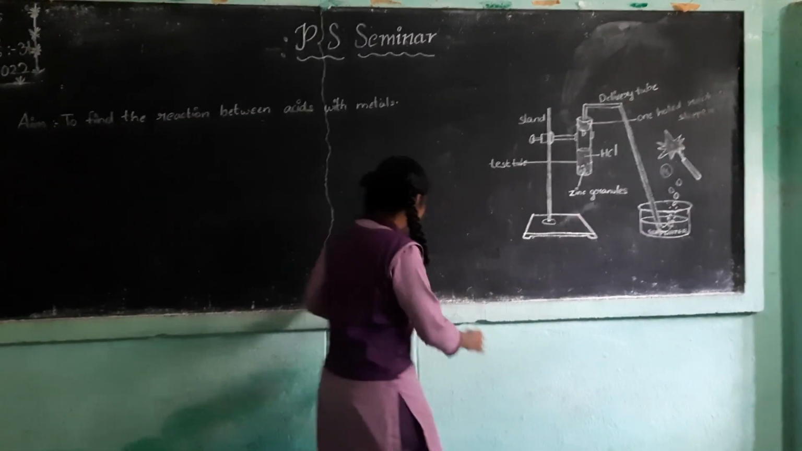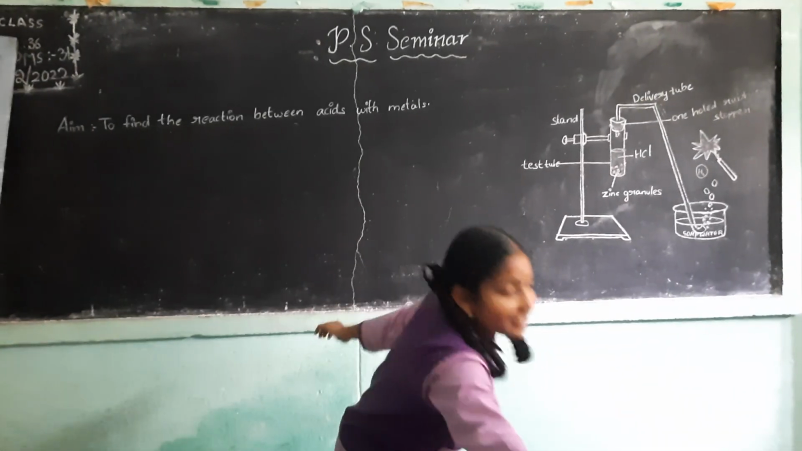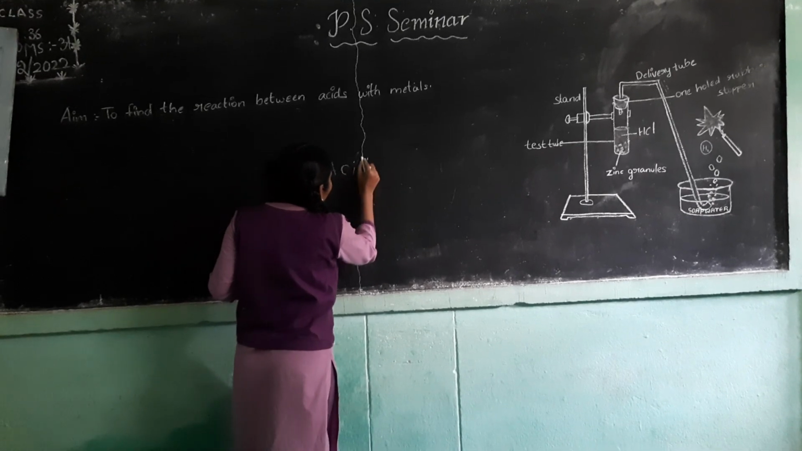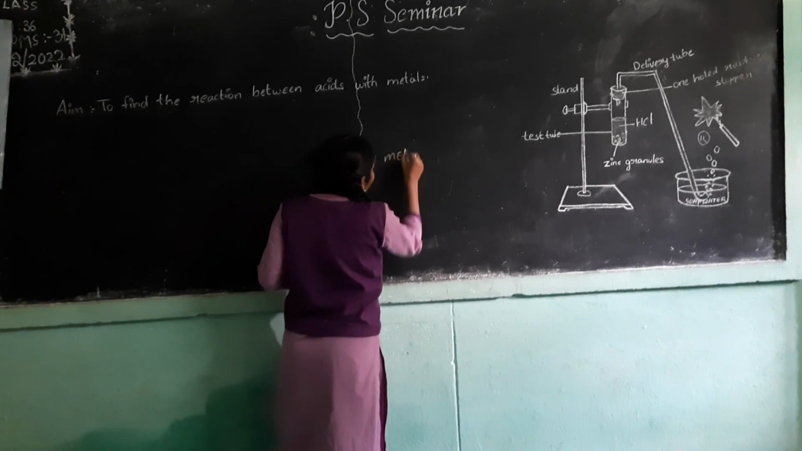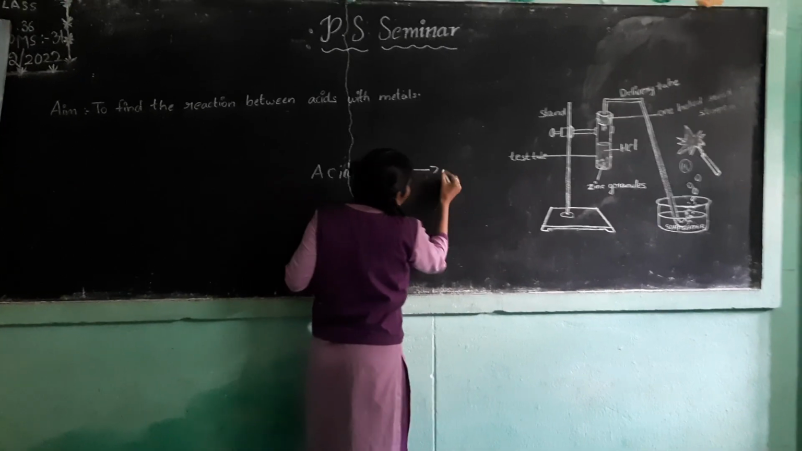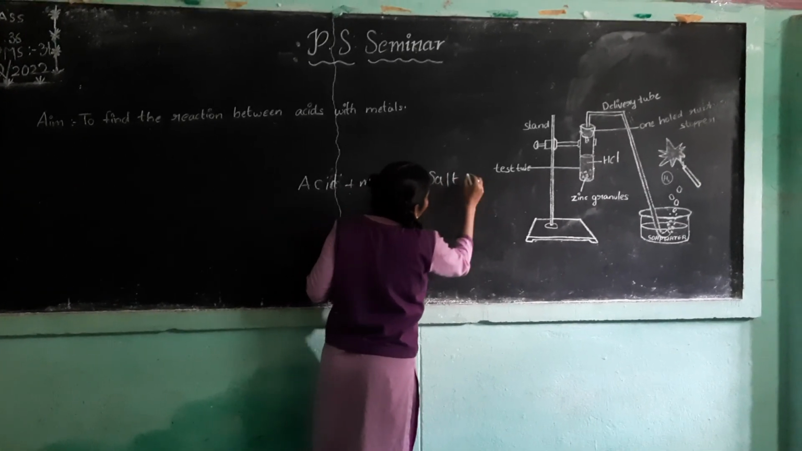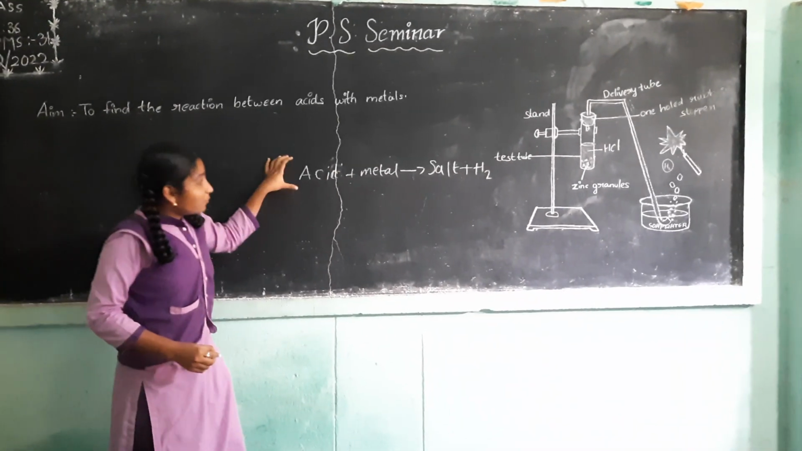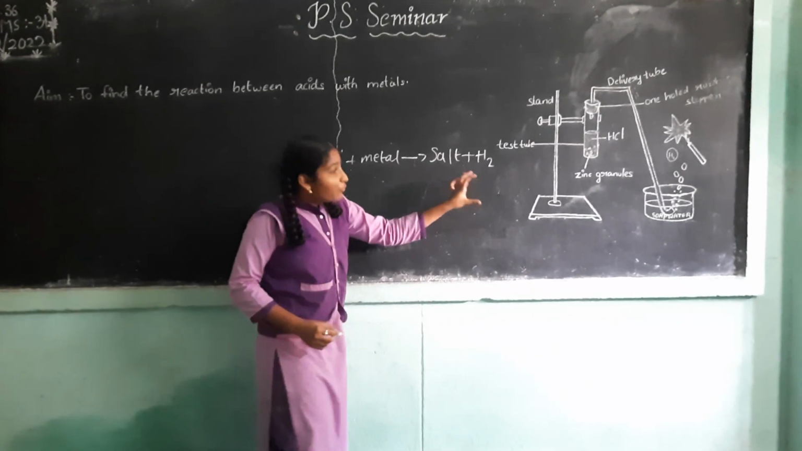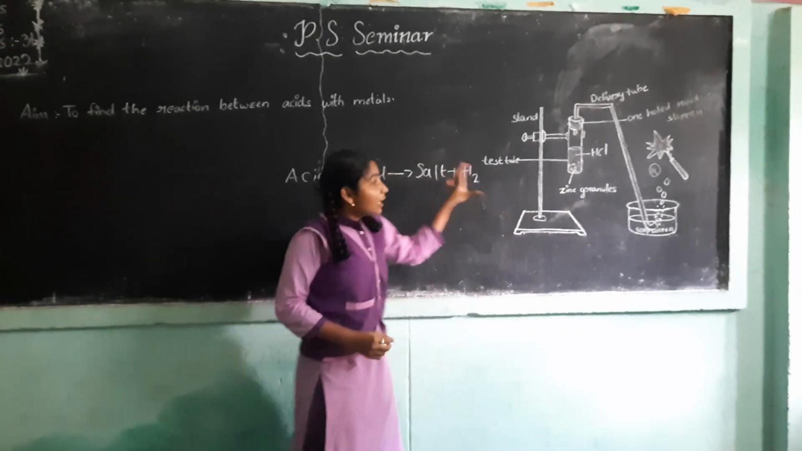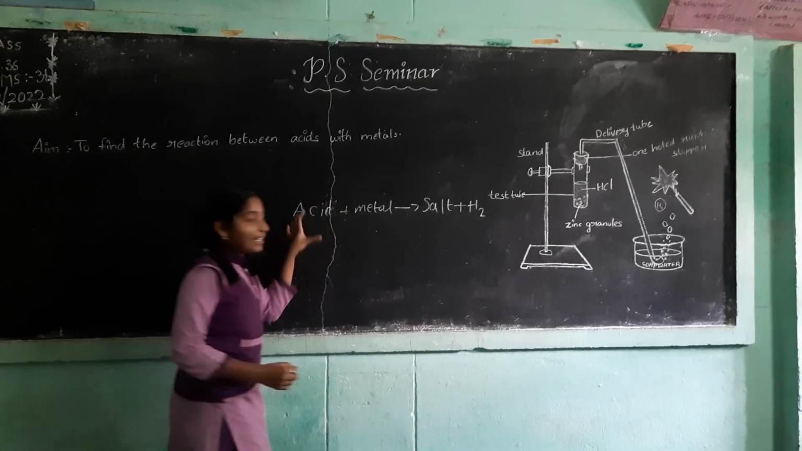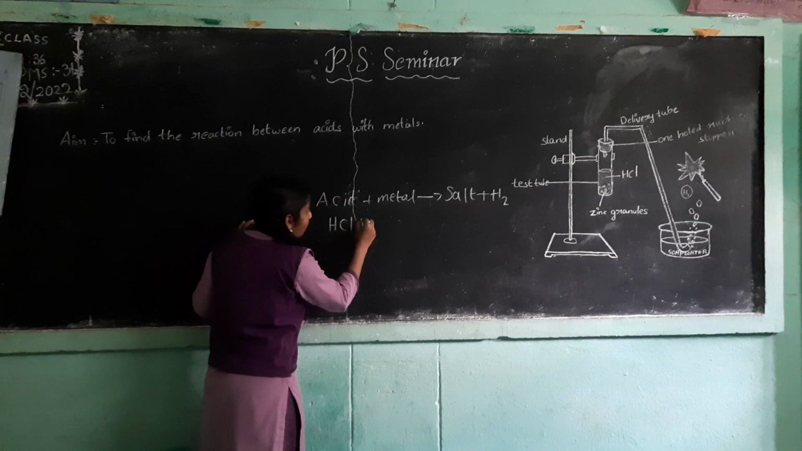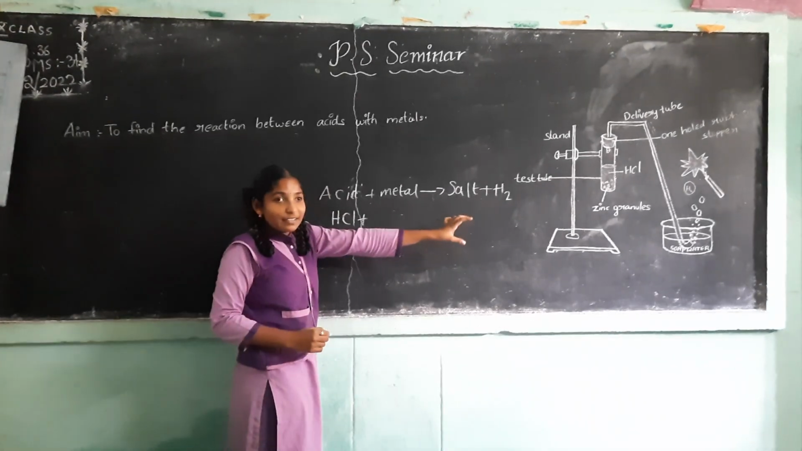Now from this experiment, we conclude that acid plus metal will give rise to the respective salt and hydrogen gas, right? Now this is the general form of this experiment. We use the metal zinc here. Now using the elements, we can represent the equation as: the acid we use is HCl plus the metal we use here is zinc.